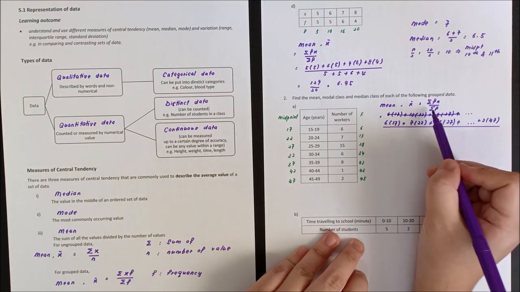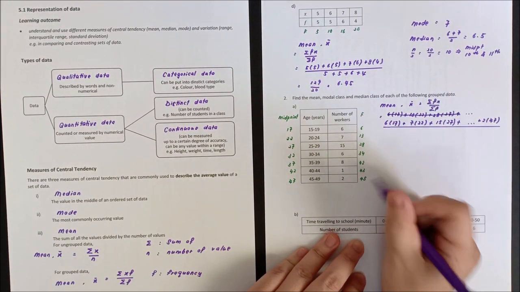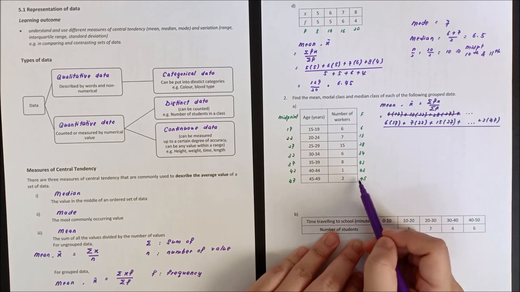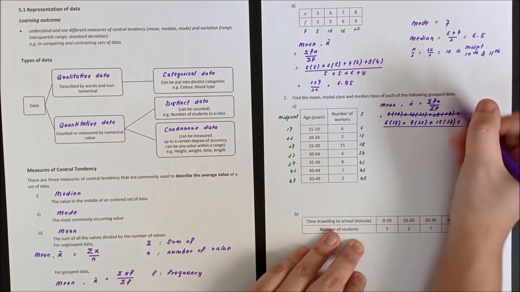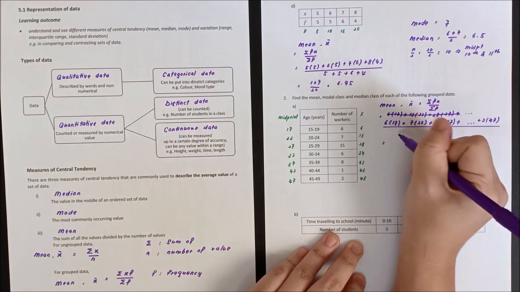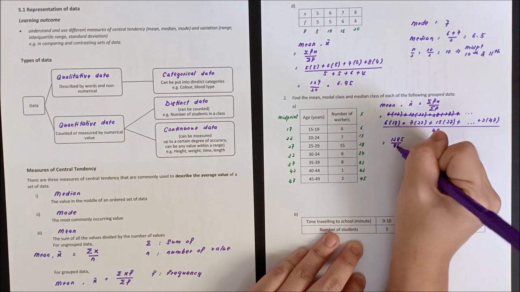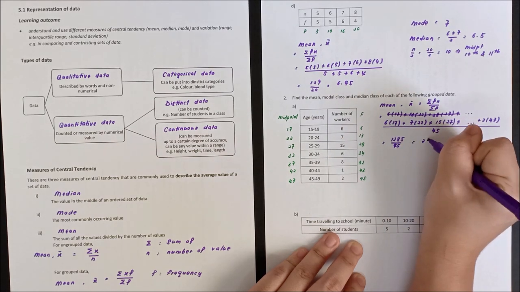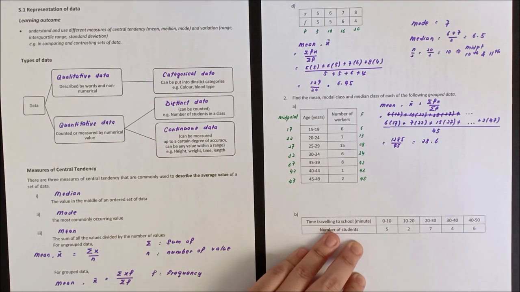Okay, so total frequency: you add the frequencies together, or you can take your last cumulative frequency if you're already sure that it is correct. So for this one, you'll be getting 1285 divided by 45, which equals 28.6. So that's your mean.